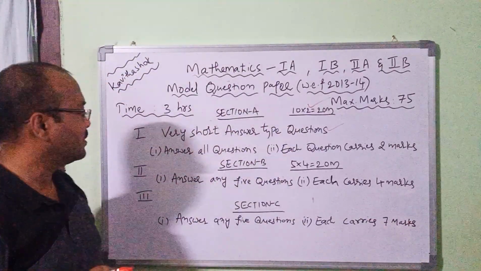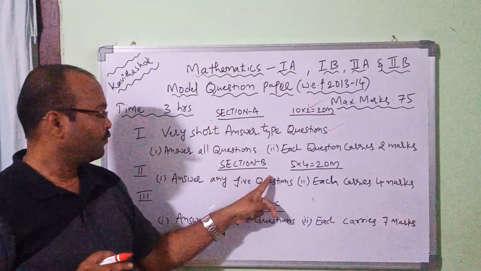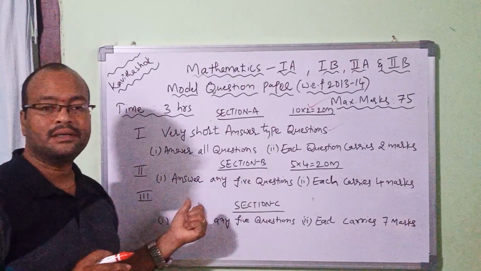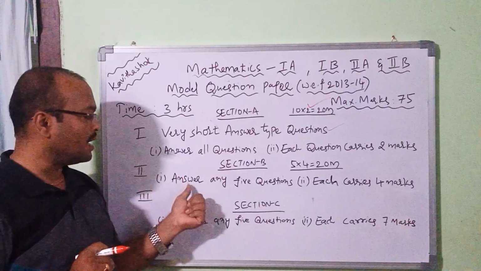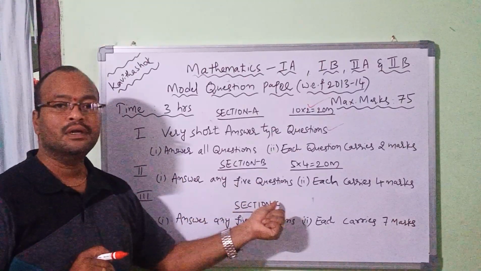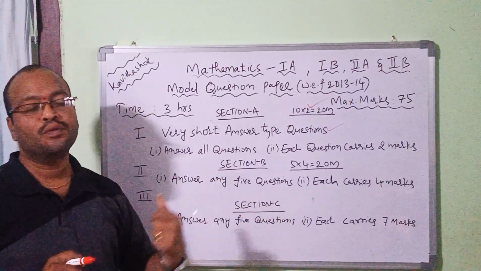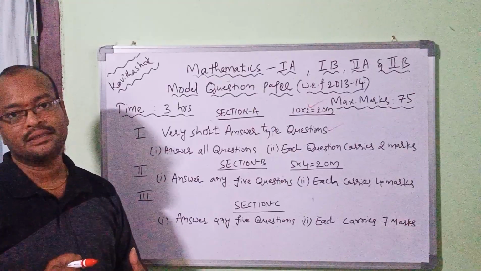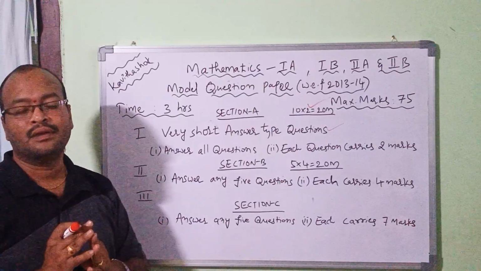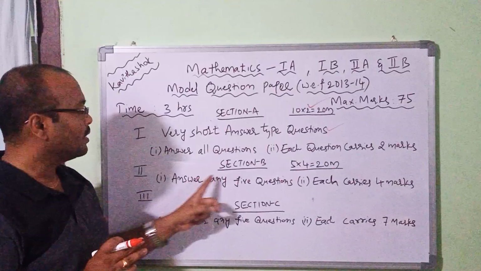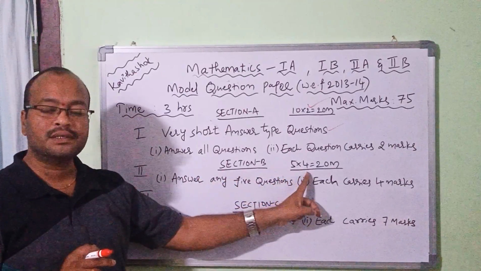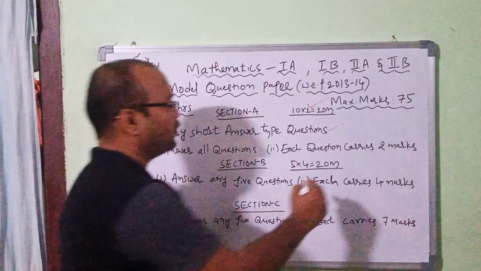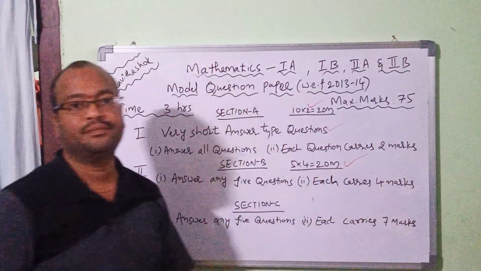For the second section, section B, we have 7 questions here, but in those 7 questions, we have to attempt only 5 questions. Answer any 5 questions. It will start from the 11th question. Whatever you want, you can write from that section. We have to write only 5 questions. Each question carries 4 marks. 5 into 4 is 20 marks. So here 2 choices are there.